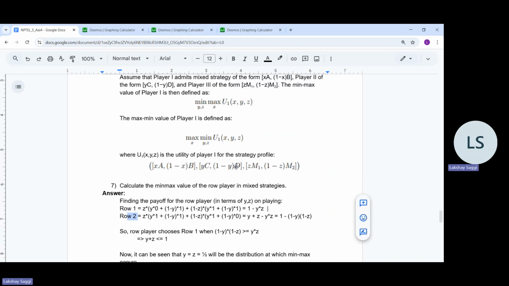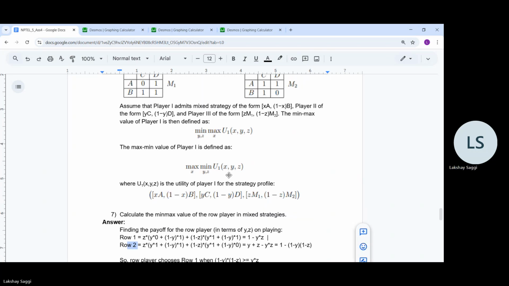And note that again, we can treat the inner y and z as pure strategies because the pure y and z will be the ones which have the biggest payoff, I believe. What do I mean by this?